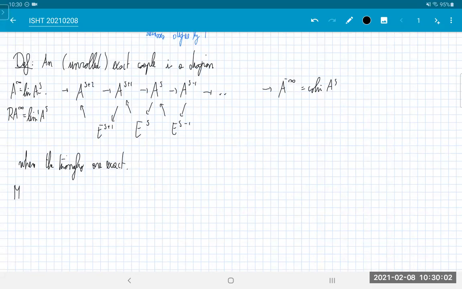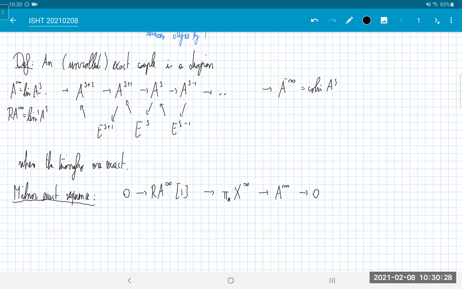So we need the Milnor exact sequence first, which tells us that we have an exact sequence like this, shifted up by one: RA infinity, then the homotopy groups of X infinity, then A infinity, going to zero. This comes from the long exact sequence of the fiber sequence X infinity, which is the limit of X_s, going to the product, with the shift minus one. This is a trick we did in the past. Sorry, I'm not giving you a full proof, but you can probably reconstruct it given some time.